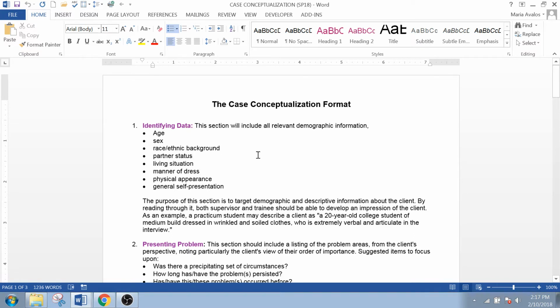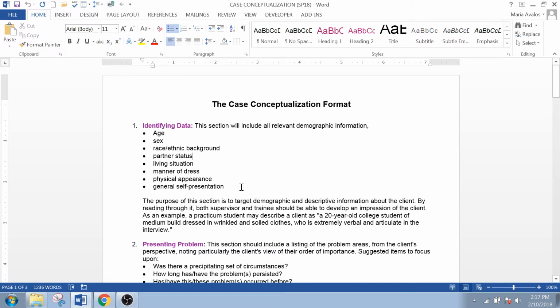Their living situation: who do they live with, or where do they live? Manner of dress: what is their physical appearance? You'll find sometimes that when people come to you with deep, critical, clinical mental illness, depression, etc., their appearance may be very disheveled. Maybe they haven't taken a bath for a while. So the appearance can be extremely important and give information that will help you work with your client.